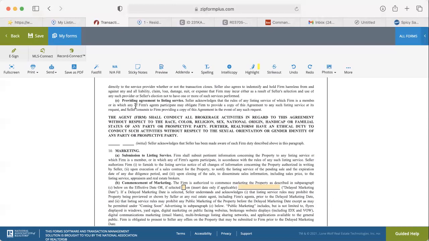And then E says providing agreement to listing service. So this acknowledges that you're entering it into the listing service or the MLS.